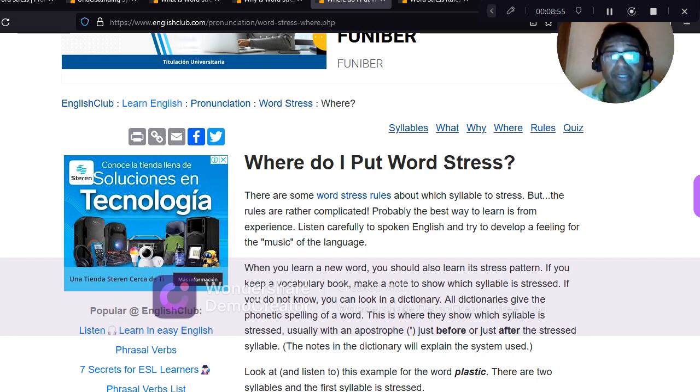When you learn a new word, you should also learn its stress pattern. If you keep a vocabulary book, make a note to show which syllable is stressed. If you do not know, you can look in a dictionary. All dictionaries give the phonetic spelling of a word. This is where they show which syllable is stressed, usually with an apostrophe, just before or after the stressed syllable.